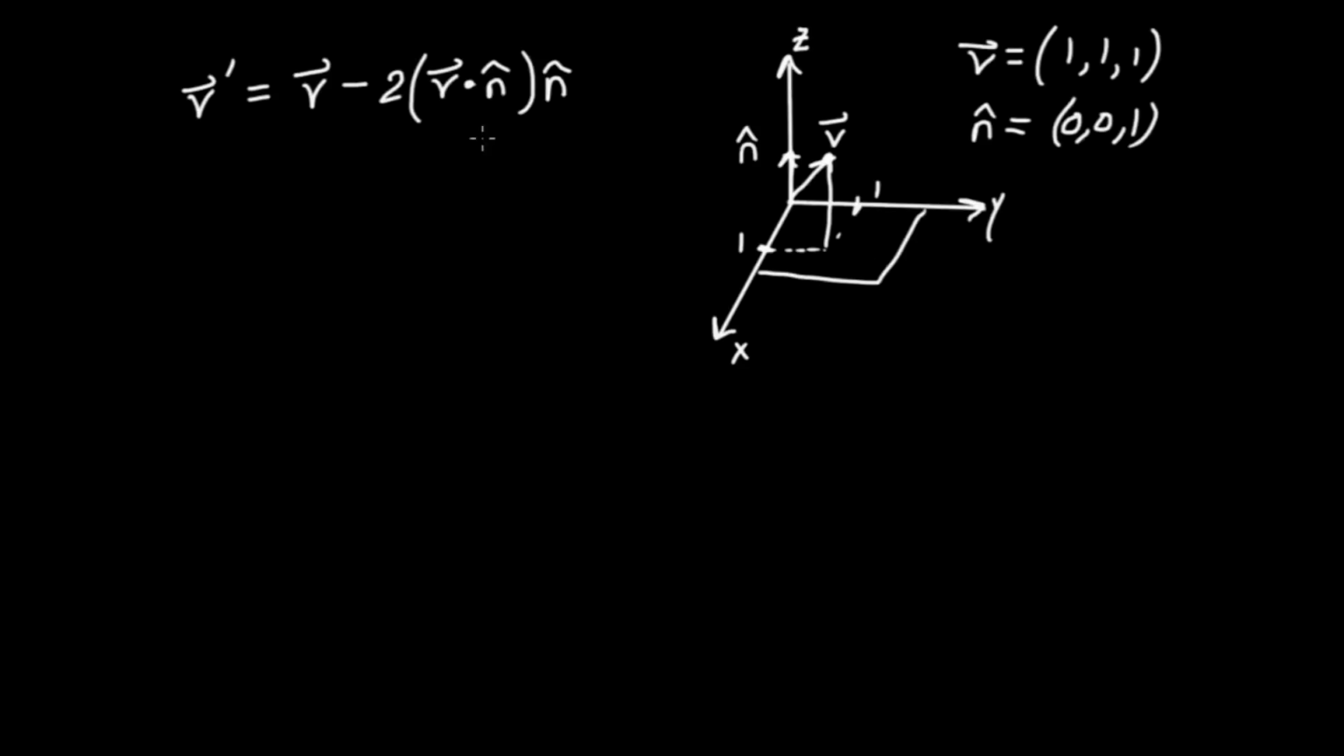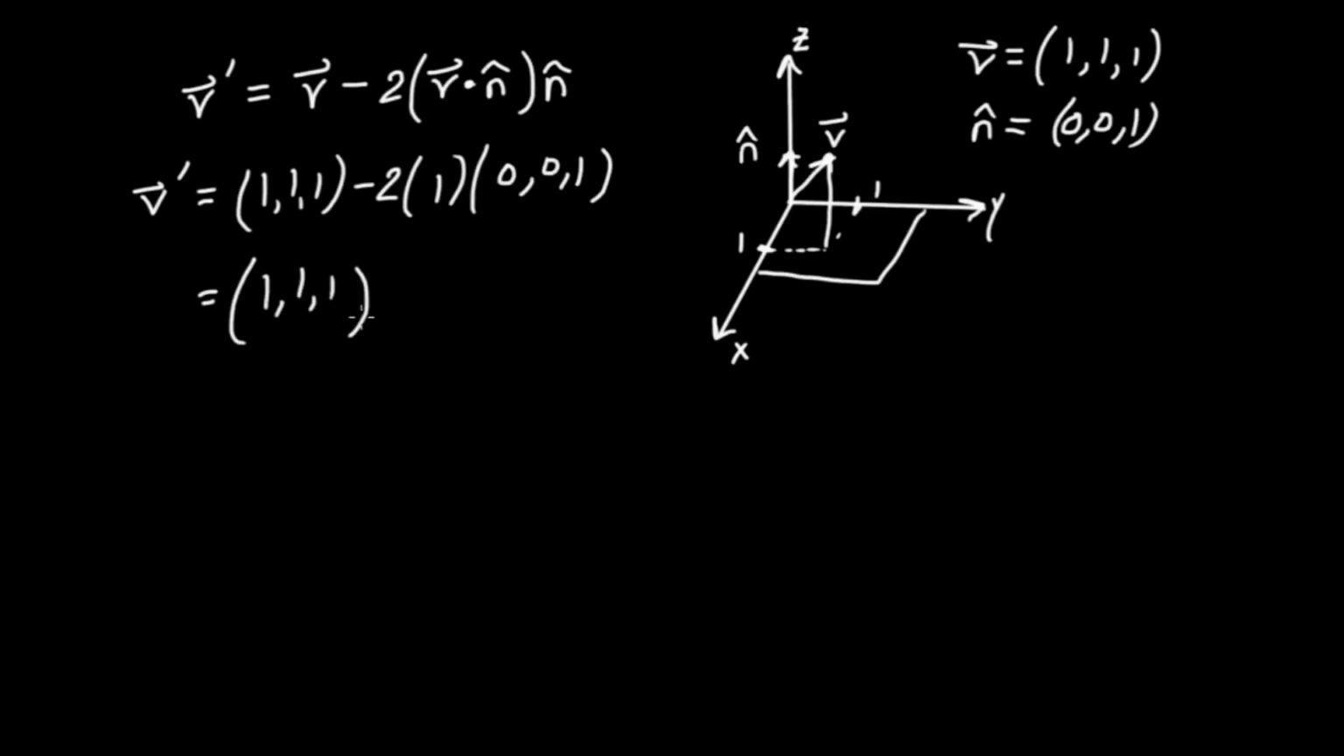And now what I do is I just apply this formula. So I have that v prime is equal to (1, 1, 1) minus 2 times the dot product. Now let's calculate the dot product there. I have 1 times 0 plus 1 times 0 plus 1. So the dot product is just 1 times n hat, which is just the vector (0, 0, 1).